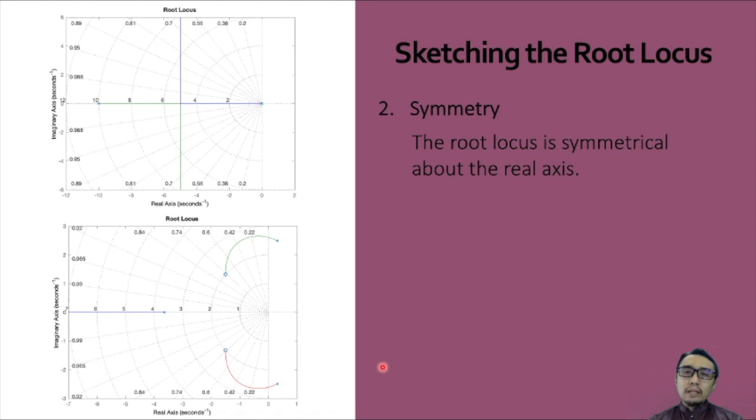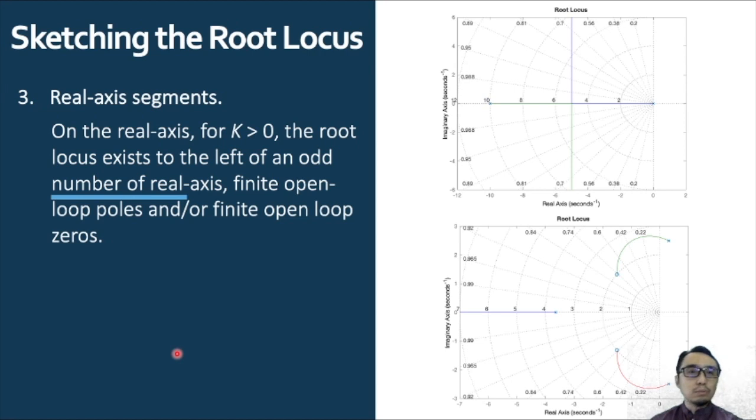Number two is the symmetry. The root locus is always symmetrical about the real axis. So this is the real axis, and you can see it's symmetrical. It's the mirror image on the top part and the bottom part, and vice versa. So the number of branches depends on the number of poles of the characteristic equation, and then its symmetry. That's the first two rules.